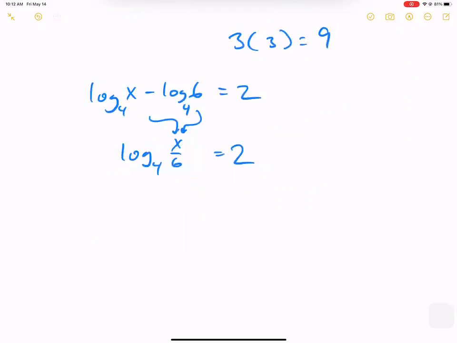Remember, the log is an exponent. Let's bring it back to its prominence. Let's give it a 4 to both sides. See you later. We get x over 6 is equal to 4 squared. 4 times 4 is 16. Almost done. Let's multiply by the 6 to get rid of the 6.